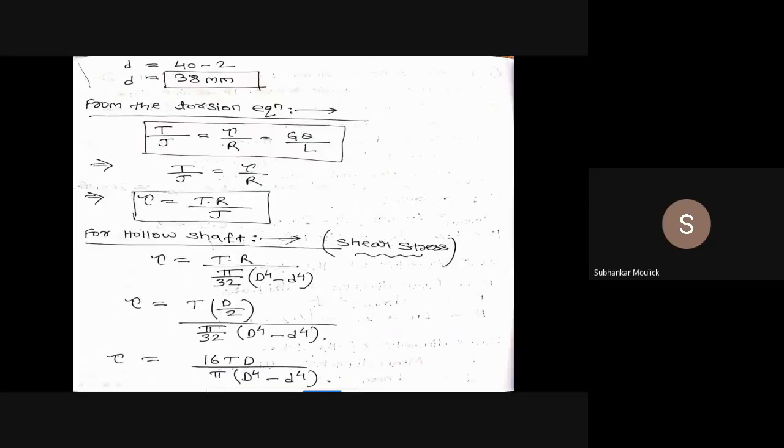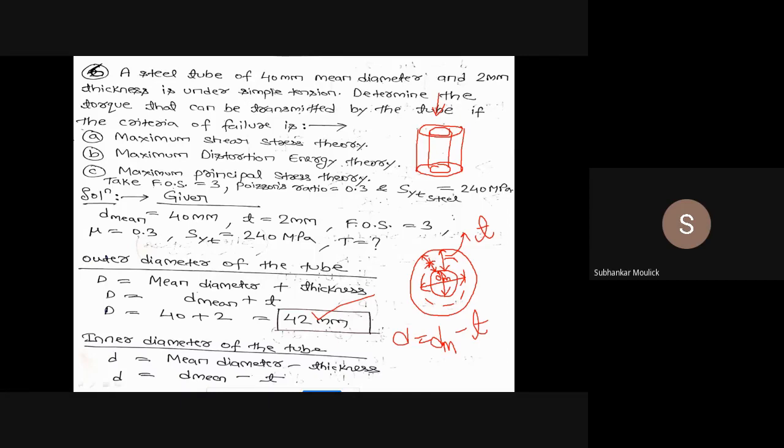So I got the value of small d, that is inner diameter, as 38 mm, and the outer diameter as 42 mm. Fine. So again, read the question. What is given in the question? In the question, mean diameter is given, thickness is given, and we need to determine the torque.